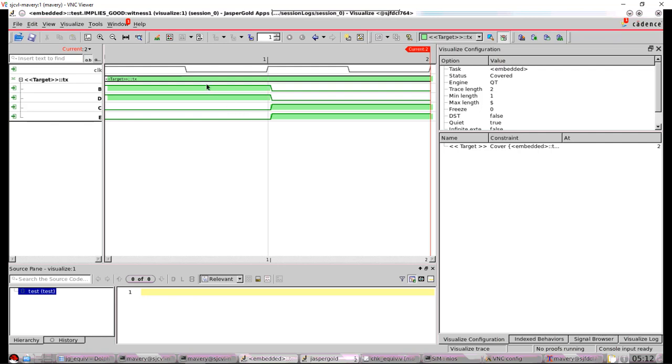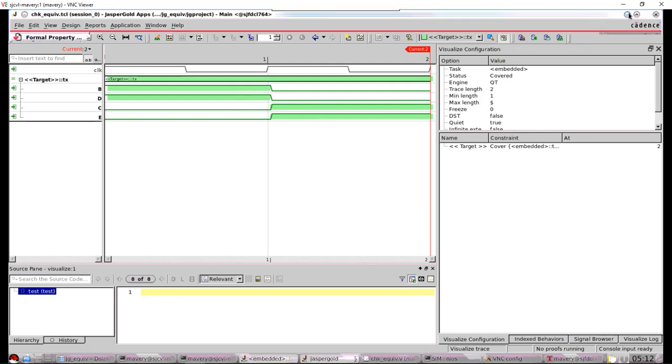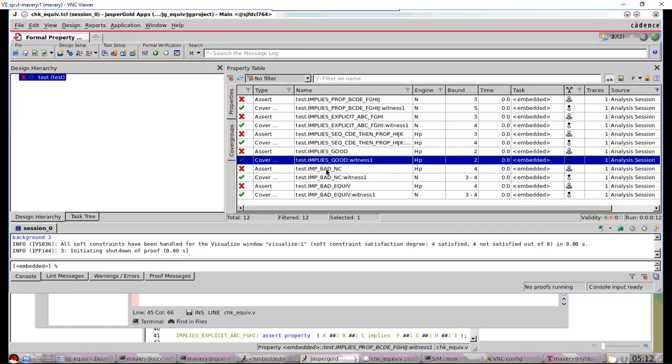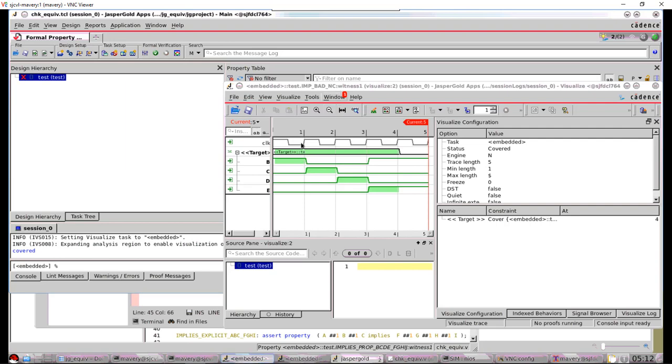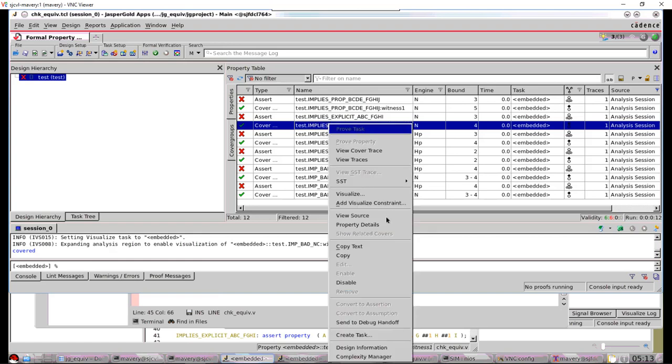Okay, so that's B followed by C. That's the sequence implies D, next cycle E. So that's showing me that passing. If I were to contrast this with this one here, the one where I replace the word implies with the implication operator, I can see that is over four cycles now. B followed by C implies D followed by E.